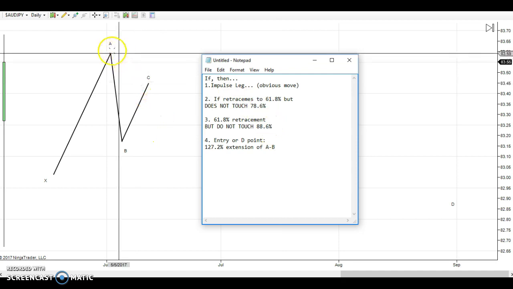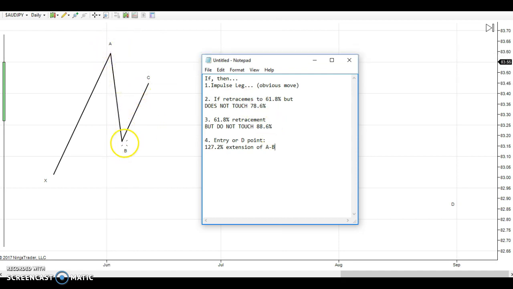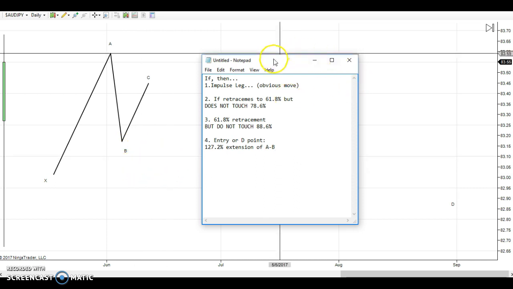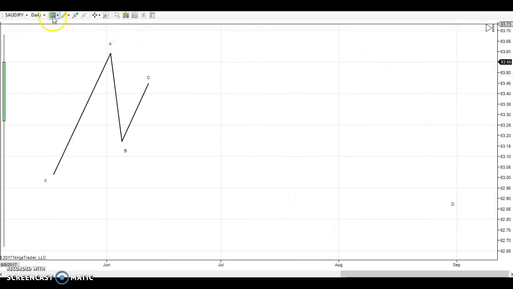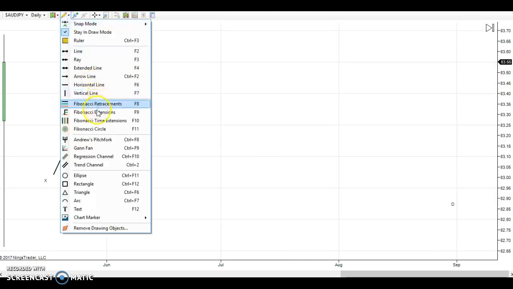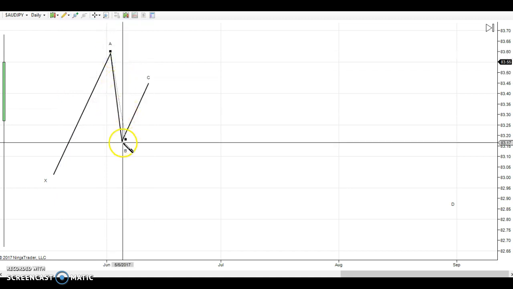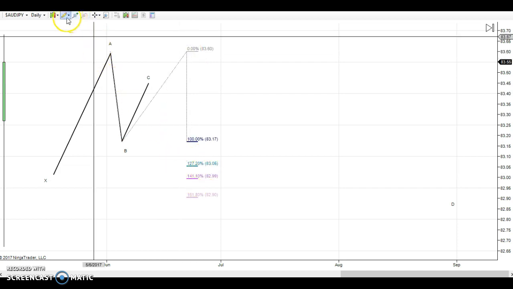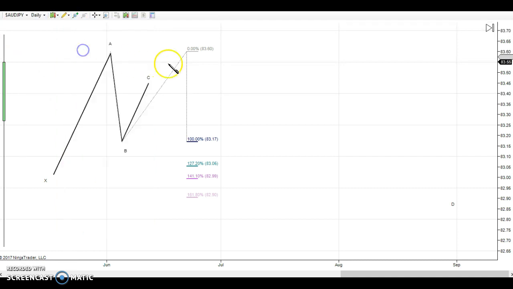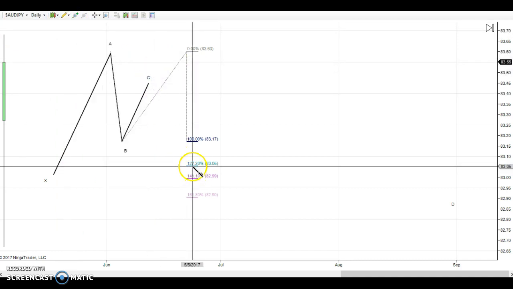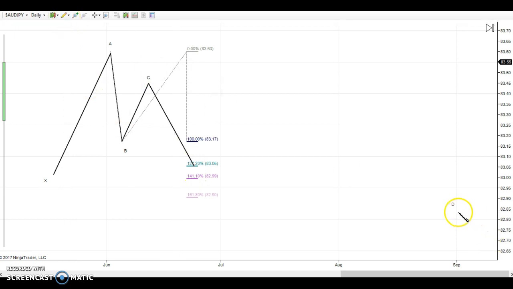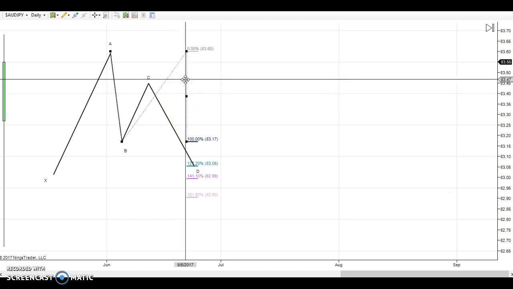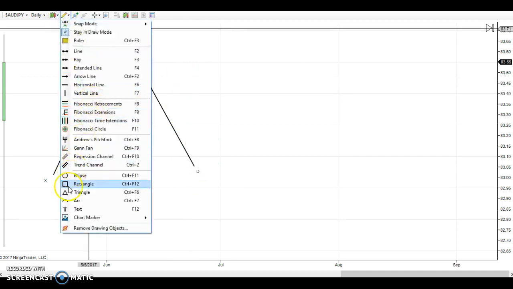So what does that mean? That means we're going to take a Fibonacci extension from A to B, and we want to extend it by 127.2%, which should be somewhere around here, and that will be our entry. So let's go grab our extension tool. We'll go from A to B, back to A, and here is our entry. We'll go ahead and grab the D right here, and we'll fill in our pattern.